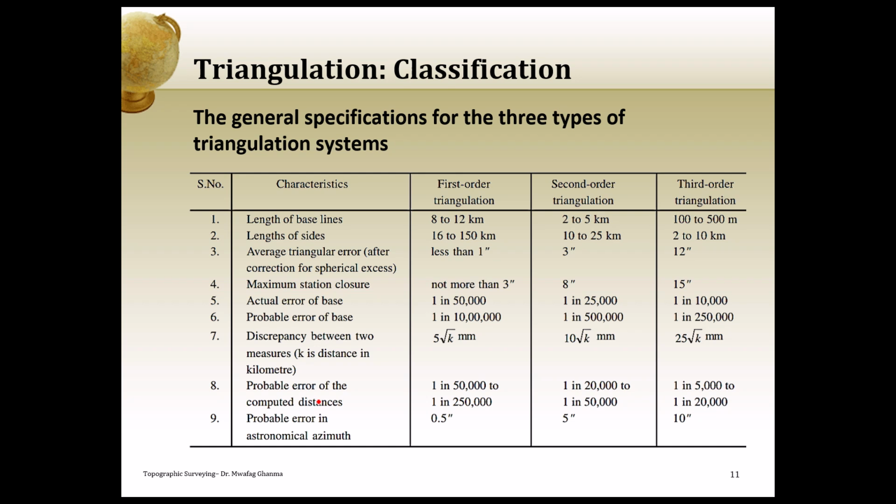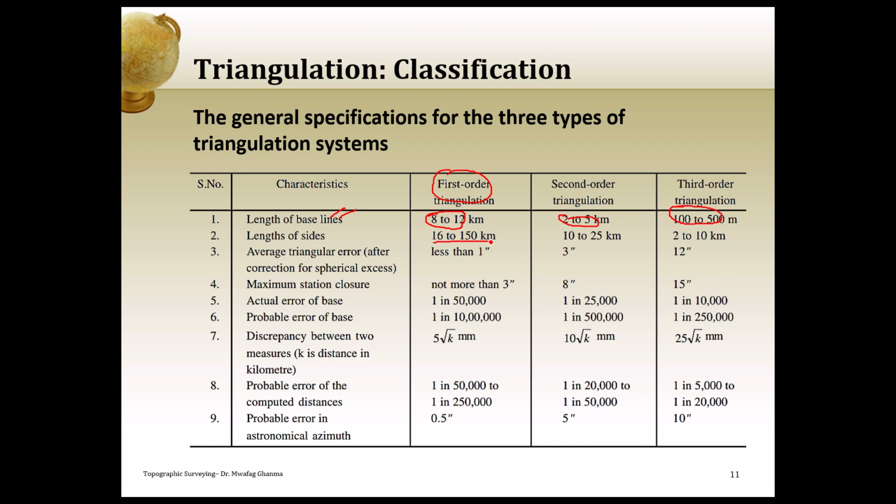These are the general specifications of the 3 types of triangulation. Look at this: as we said, if we are working on a first order triangulation, the baselines here will be from 8 to 12, and these are empirical values, 8 to 12 kilometers, imagine this. For the second order, 2 to 5 baseline, and for the third order triangulation, 100 to 500 meters. That is the length of the sides.